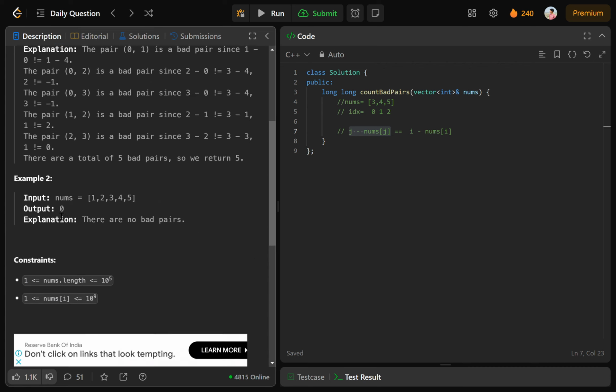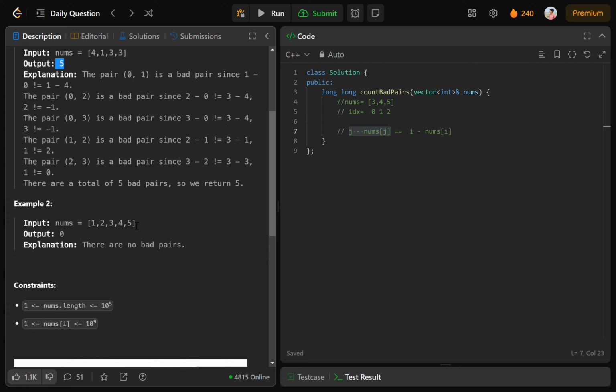That is our answer. Now in this example you can again see 3 5 4 2 1. You can see that all the equations, all the pairs, any pair that you will form, like 5 3, 5 2, 5 4, or 4 3, every pair satisfies this equation, so every pair is a good pair. Okay, 5 minus 4 equals 4 minus 3 equals 3 minus 2 equals 2 minus 1 equals 1 minus 0 equals 1.